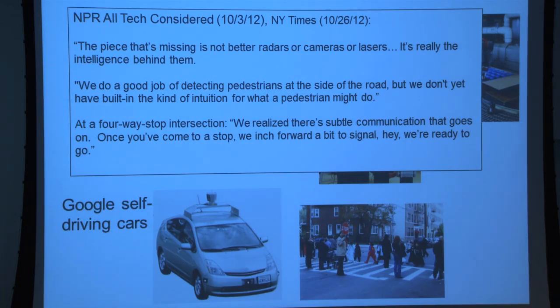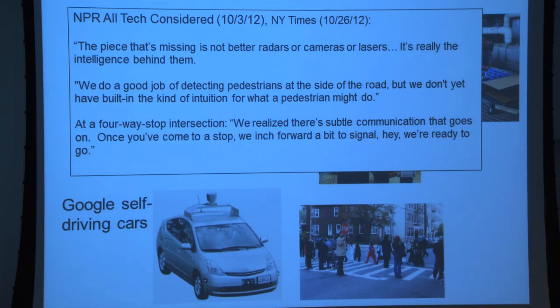So here's a quote from some of the engineer technical leads of that Google self-driving car project. The piece that's missing, what they need to focus on in the future, is not better radars or cameras or lasers, it's the intelligence behind them. We do a good job of detecting pedestrians at the side of the road, that's in their cars already, but we don't yet have built in the kind of intuition for what a pedestrian might do. Knowing, for example, that a pedestrian who's walking along the sidewalk is likely to keep doing that. If the pedestrian, though, is walking perpendicularly and coming to the edge of the road, there's a chance they might cross the road. It's going to depend on where they're looking. It's going to depend on whether they see you or not.